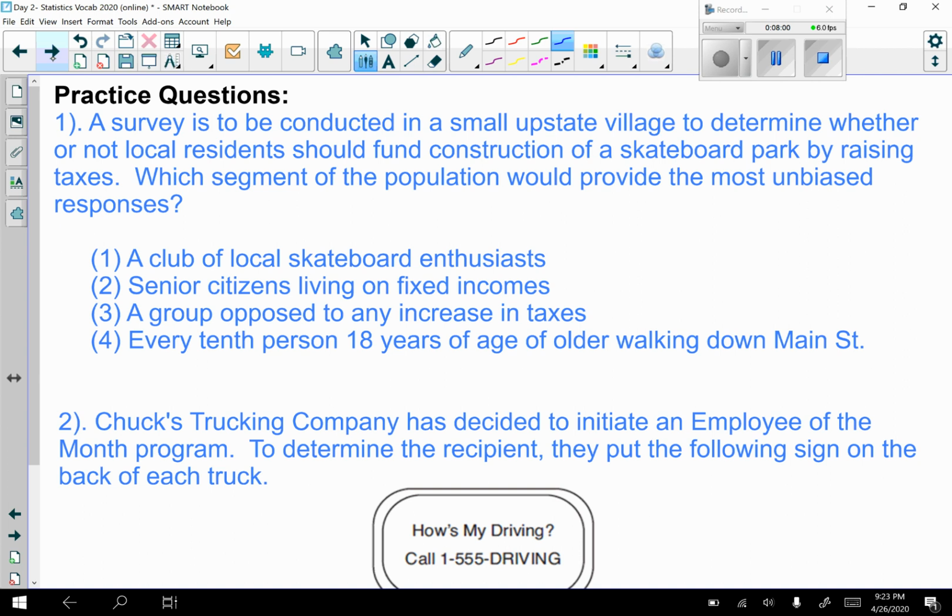So moving on to our practice questions. A survey is to be conducted in a small upstate village to determine whether or not local residents should fund construction of a skateboard park by raising taxes. Which segment of the population would provide the most unbiased responses? So I'm looking for it to be the most fair. Take a minute, see if you can figure out the answer.